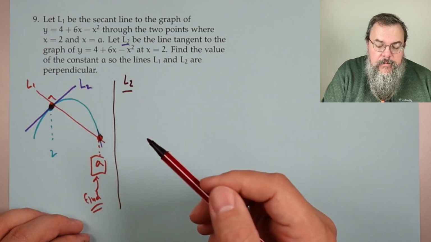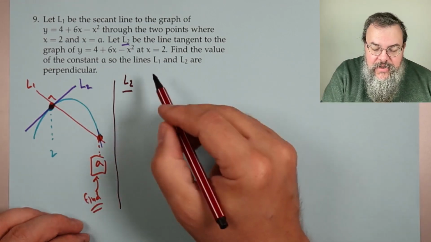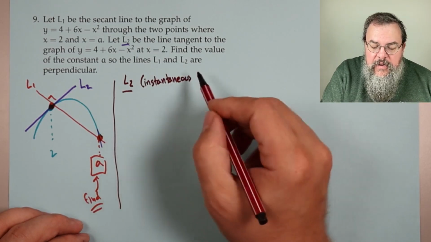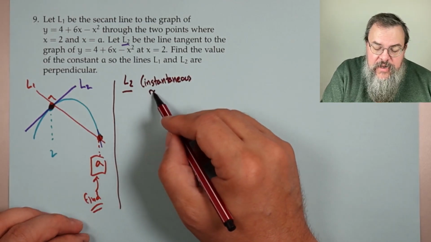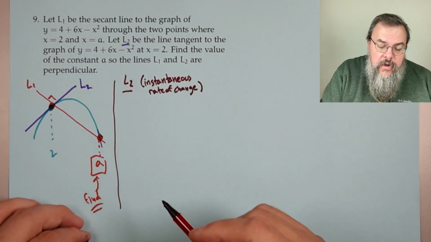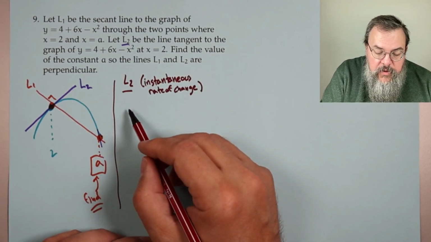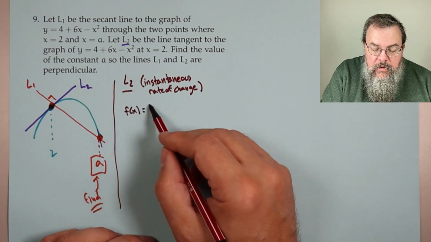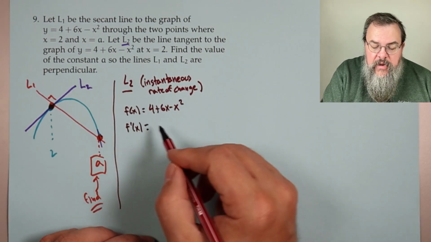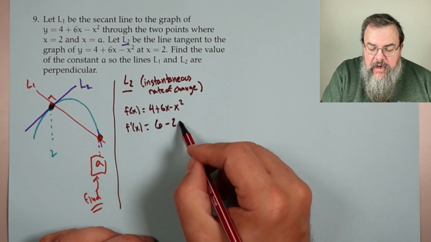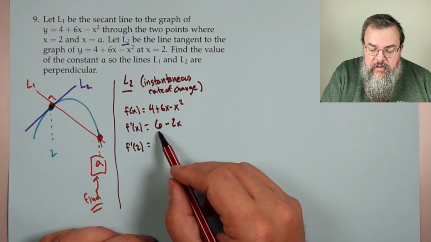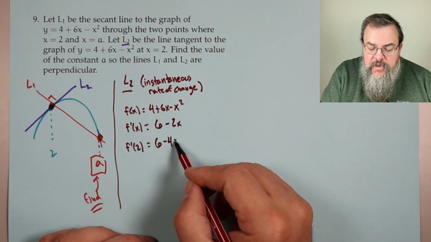We'd look at the slope of it, the instantaneous rate of change. And in fact, this is really the underlying problem here: it's about average rate of change versus instantaneous rate of change. So this is an instantaneous rate of change. And so our slopes, if we let f of x equal 4 plus 6x minus x squared, our f prime of x, well, that's 6 minus 2x, the derivative of 4 is 0. And so f prime of 2, well, that'd be 6 minus 4, which is 2.